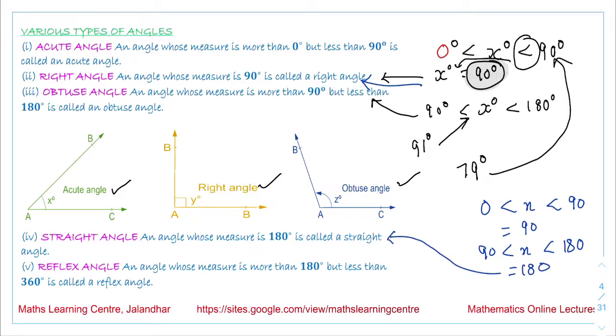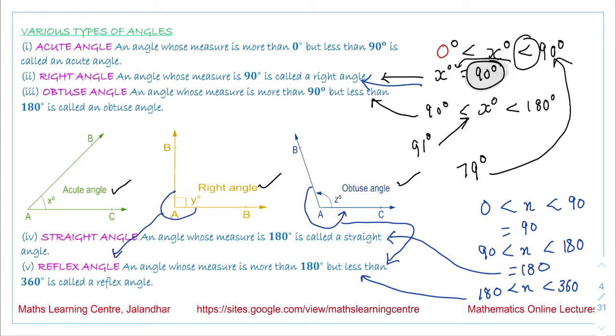If the angle is more than 180 degrees and less than 360 degrees, then we say it is a reflex angle. Reflex angle means, if I am talking about this angle, this will be the reflex angle. In this case this will be the reflex angle, and in this case this angle will be the reflex angle, because the measure of all these angles is greater than 180 degrees.